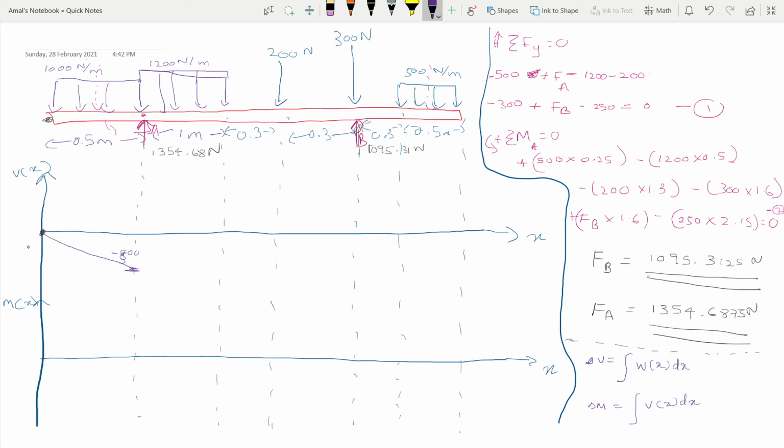So it'll be clear, negative 500 over here now. And now we have a reaction force of 1354 that acts in the upward direction. So we have a positive shear force now. So the change in shear is going to be 1354.68. So it's going to go straight up to a value of 1354.68.